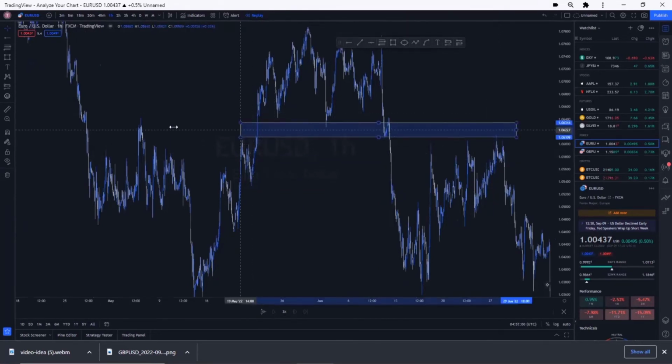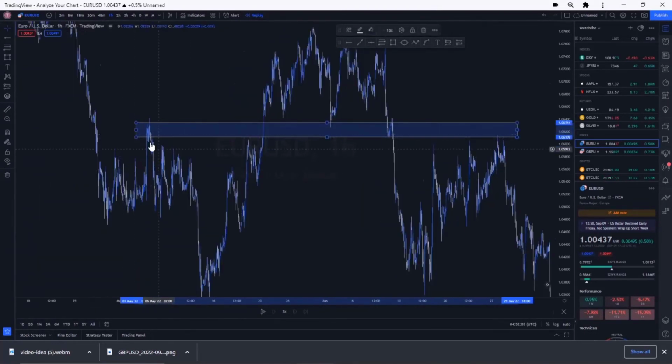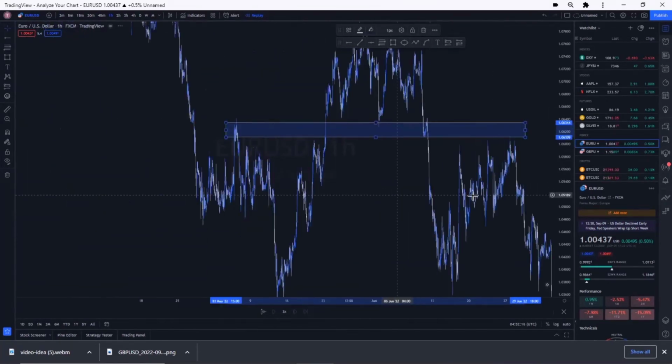Now you can also see this other area here. If we extend this backwards, you can see that this was actually a resistance before. Price came down, broke through it, became a support. Price came down again, broke through it. Now it became what? A resistance again. So trading support and resistance is just so easy.